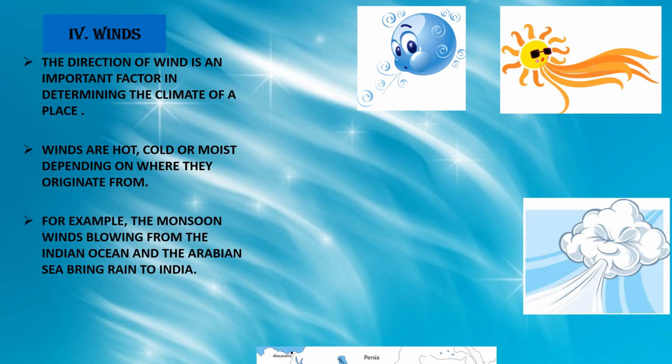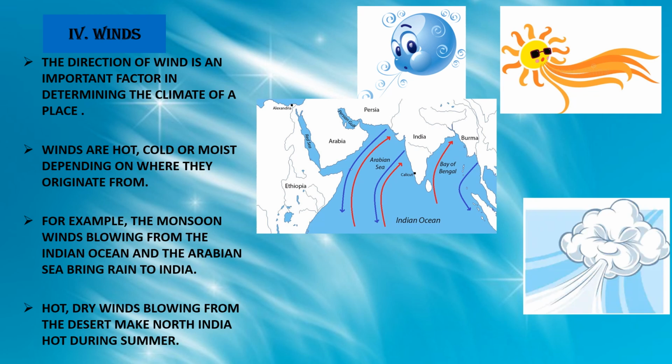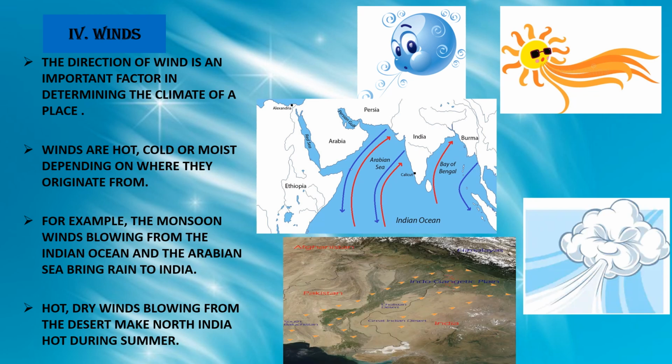For example, the monsoon winds blowing from the Indian Ocean and the Arabian Sea bring rain to India. Hot, dry winds blowing from the desert make North India hot during summer.